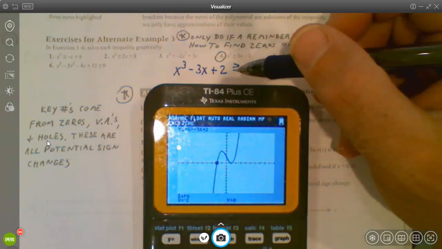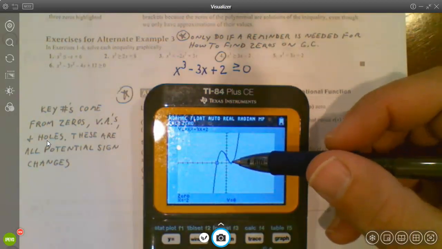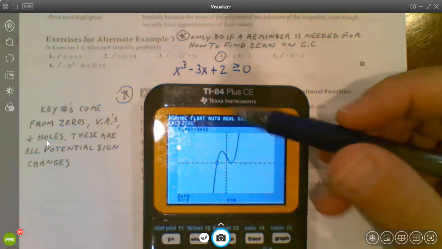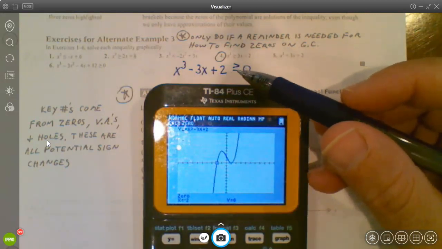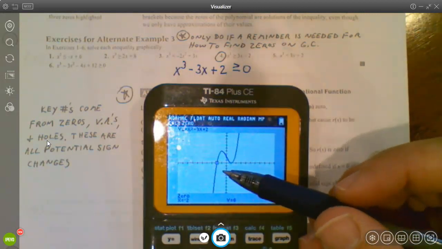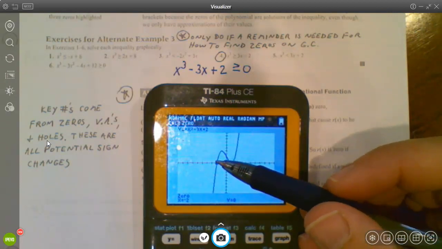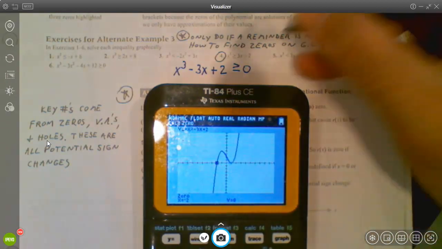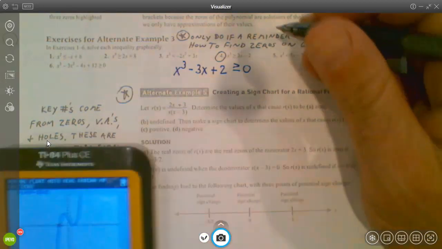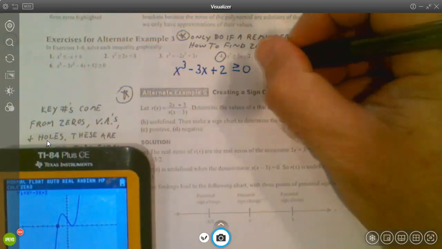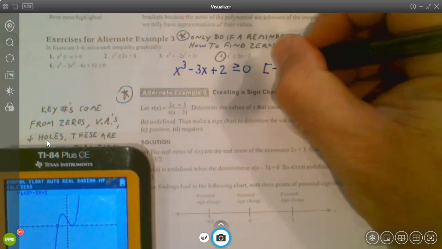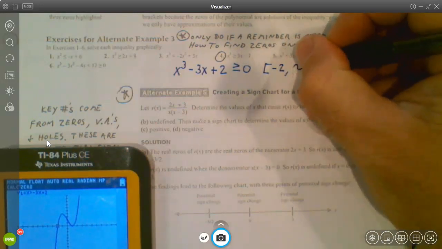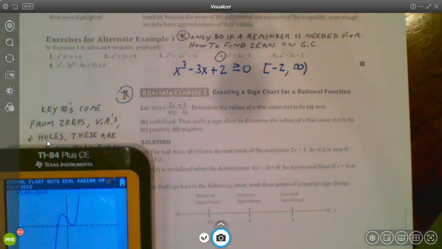This one has an equal sign, which means we can include the 0. So as far as the things that are greater than or equal to 0, I can just say it's everything to the right of negative 2. So for this one, we can just say it goes from negative 2 to infinity as my answer. And again, I'm throwing in the bracket because of the equal sign. It is 0 at negative 2.